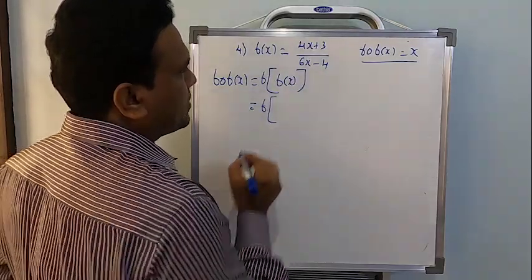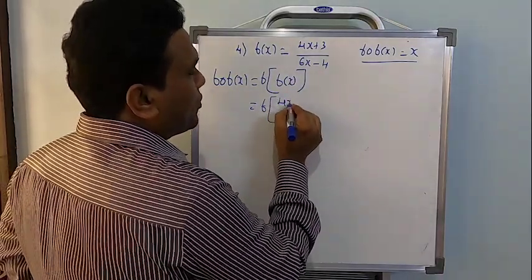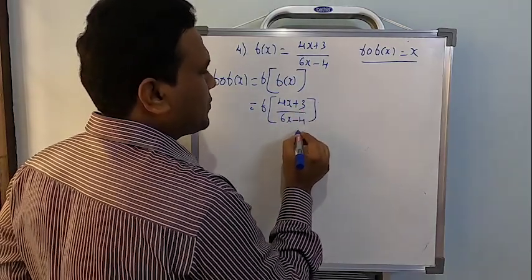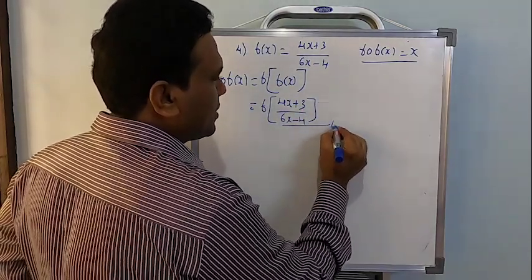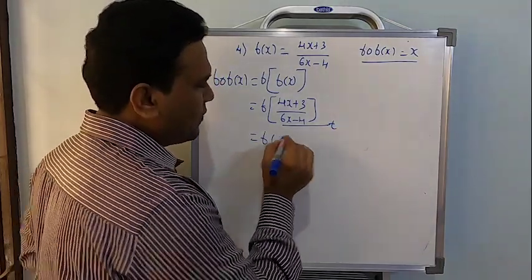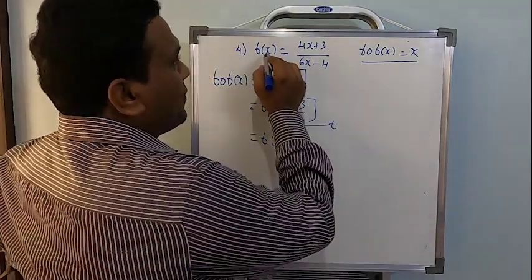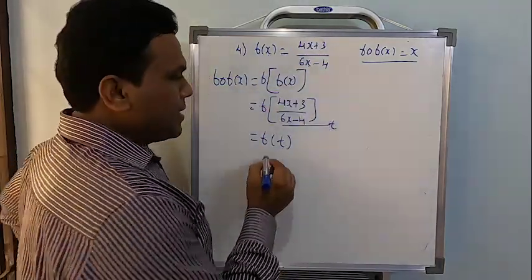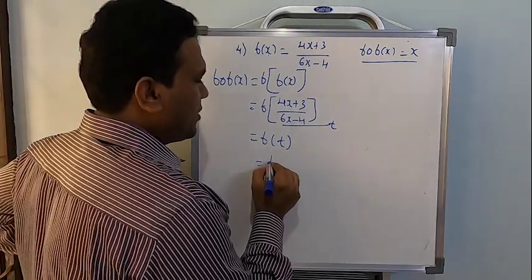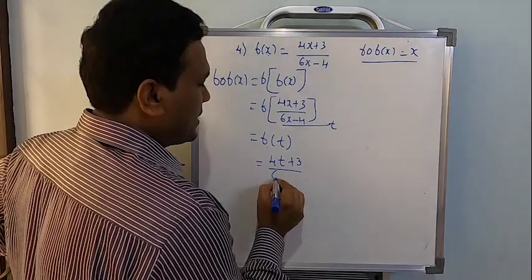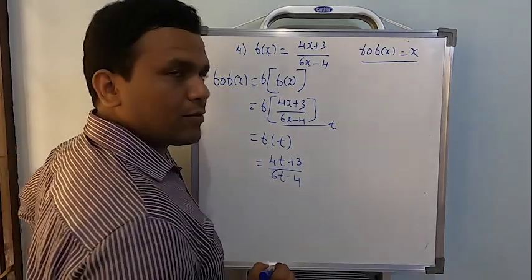Substitute for f of x. What is f of x? It is given as (4x plus 3) by (6x minus 4). So give a name for this. Let me name it as t. So the problem will become f of t. F of x is there means these are the terms in terms of x, right? So what does f of t mean? F of t will be (4t plus 3) by (6t minus 4).